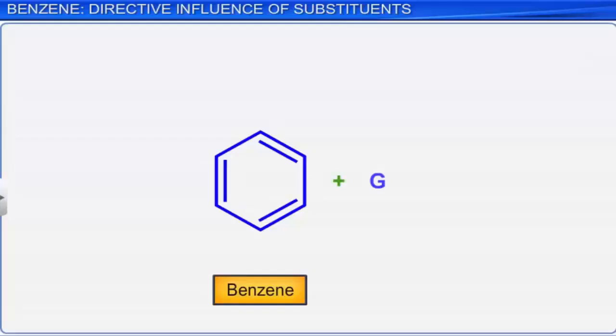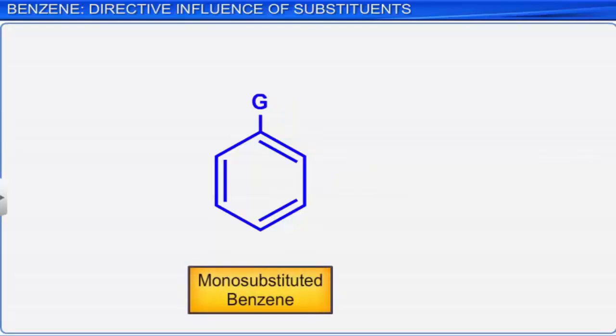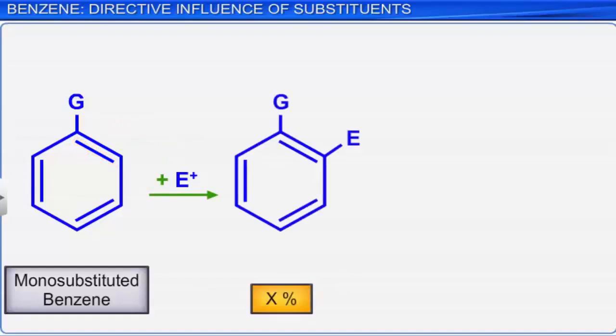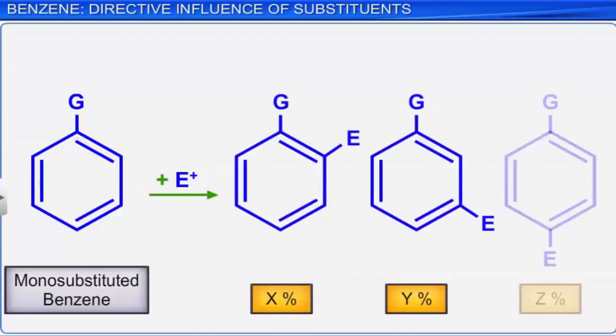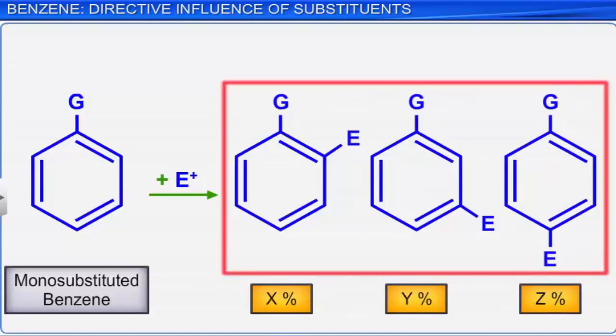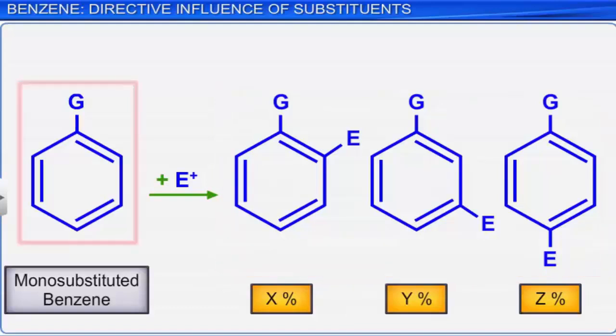As we know, benzene undergoes typical electrophilic substitution reactions and forms monosubstituted benzene as the product. When this monosubstituted benzene is subjected to further electrophilic substitution, it forms 3 possible disubstituted products in varying amounts. The disubstituted product formed in major amounts depends on the reactivity of the monosubstituted benzene.